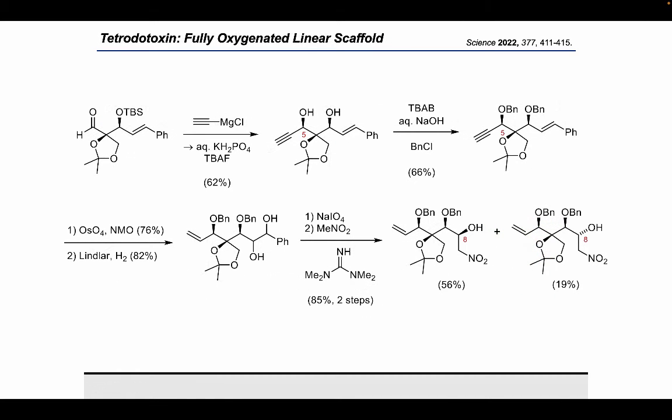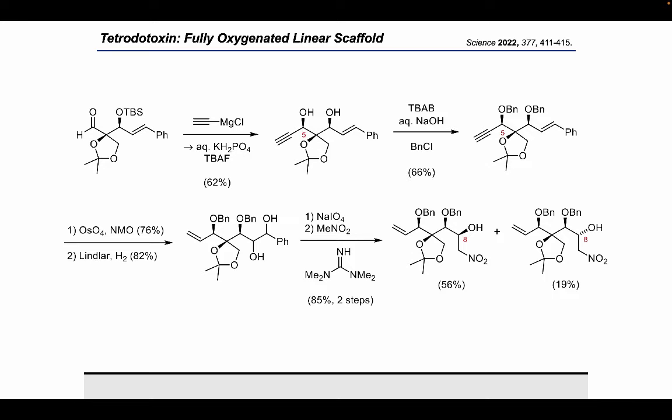When we wanted to use the chemistry developed for this natural product for our tetrodotoxin synthesis, we had to adapt the protecting group scheme. So after the Grignard addition, we deprotected both silyl groups in the same pot by addition of aqueous phosphate buffer and TBAF. After a dibenzylation, this substrate is again subjected to the dihydroxylation, Lindlar reaction, and periodate cleavage to give the aldehyde.